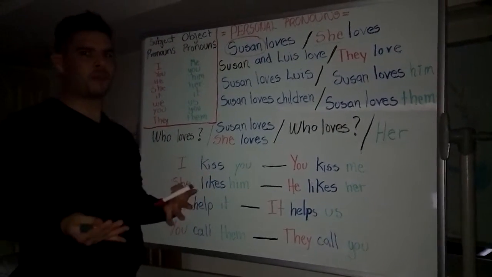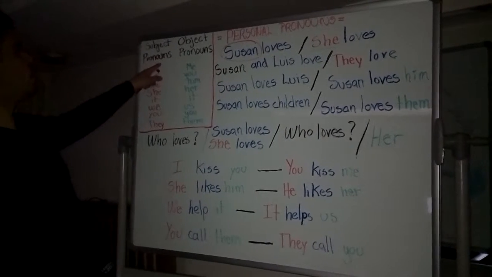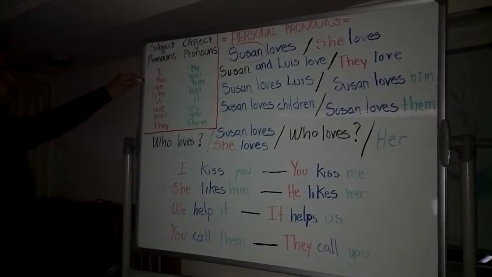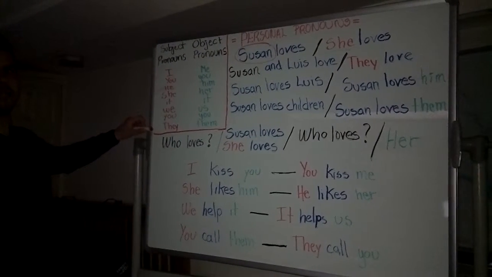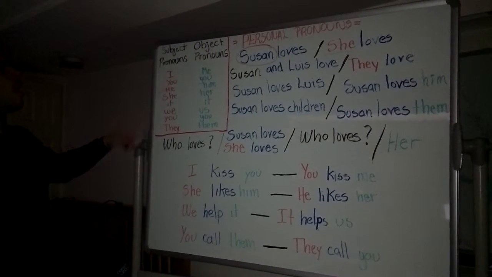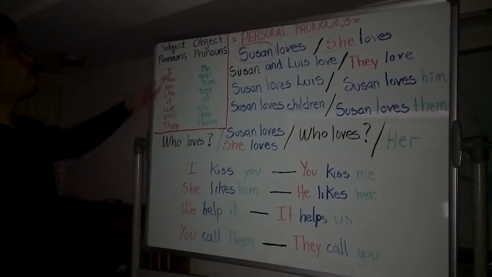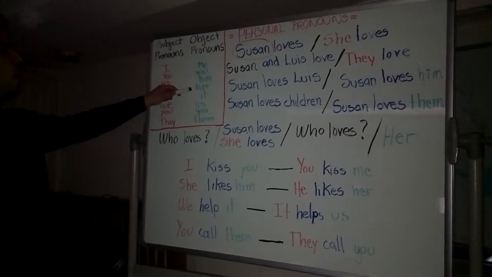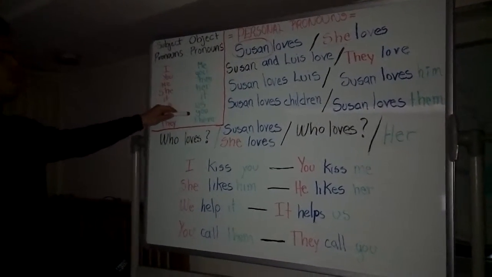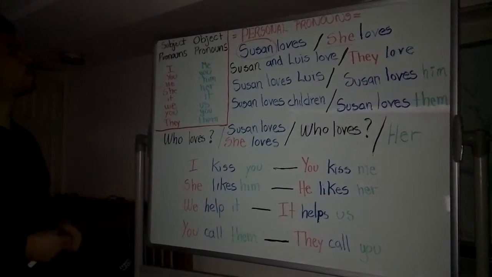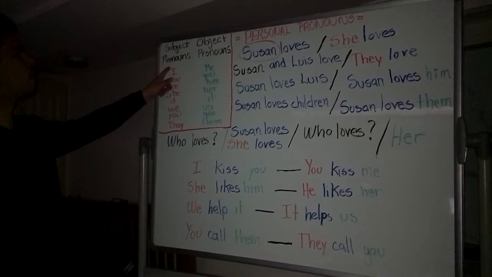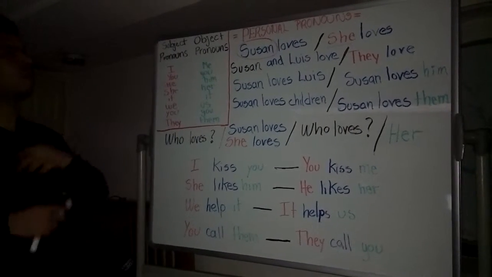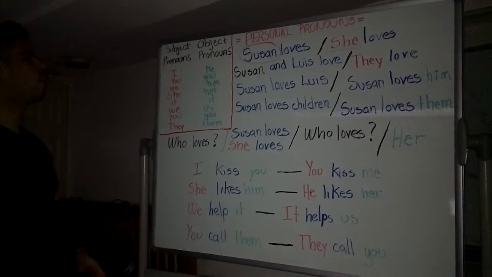As personal pronouns, we've got subject pronouns: I, you, he, she, it, we, you, and they, and object pronouns: me, you, him, her, it, us, you, and them. What's the difference between subject pronouns and object pronouns? The difference is very simple.